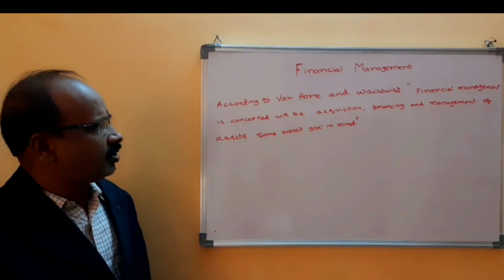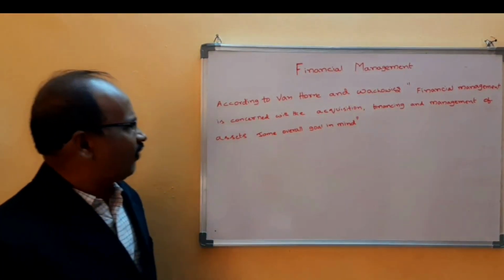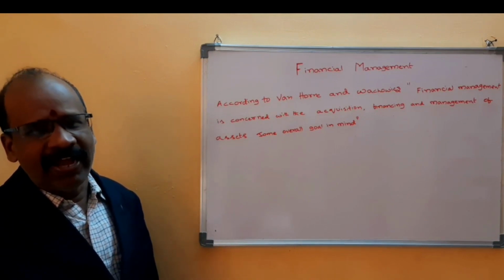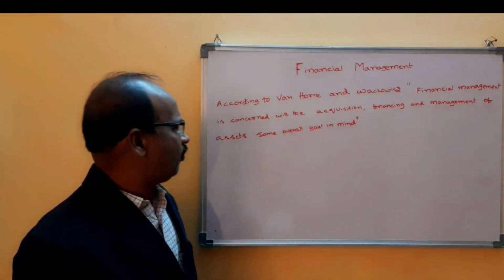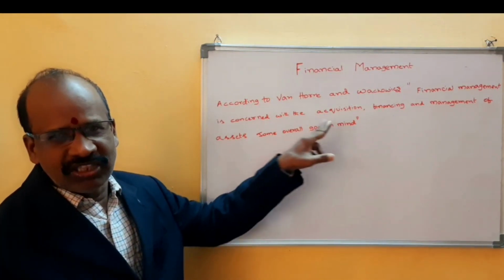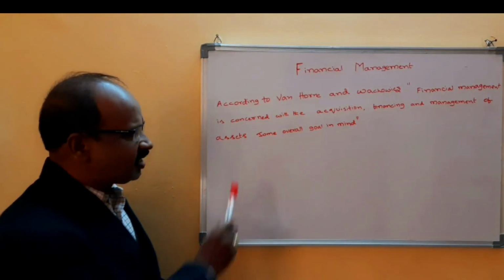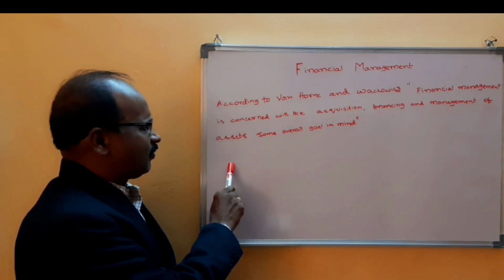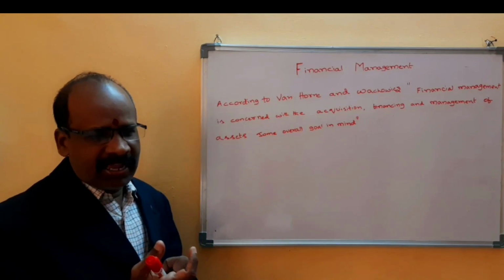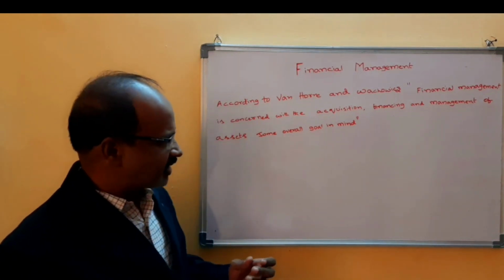Financial management. According to Van Horne and Wachowicz, financial management is concerned with the acquisition, financing, and management of assets with some overall goal in mind. So this is the definition given by Van Horne. Based on the definition, financial management is concerned with acquisition. Acquisition means to acquire the funds.